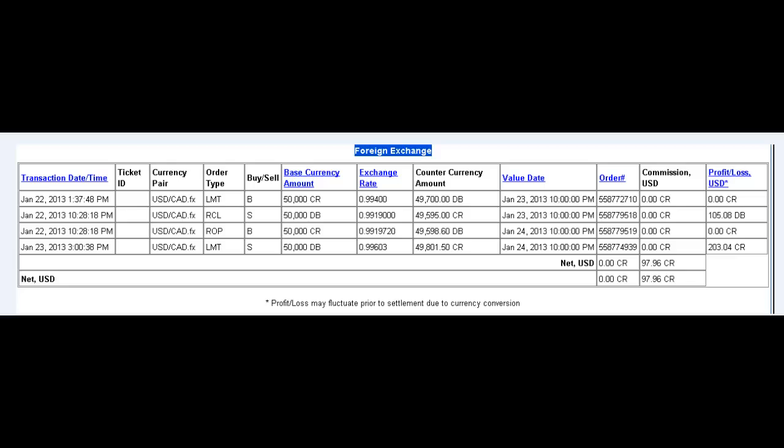The currency pair was US CAD that I traded. You'll see the buy, the amount. Again, I traded 5 mini lots on this. Here's where I entered, 99400. The counter currency amount would be the Canadian dollar. And that's it on that transaction.